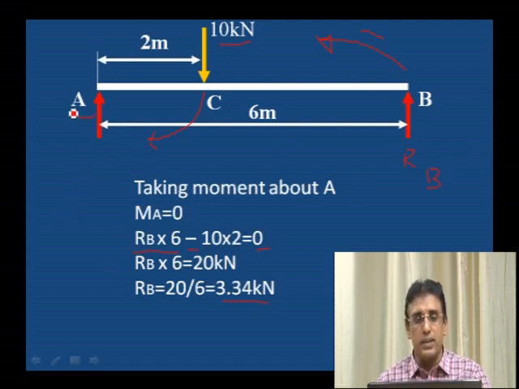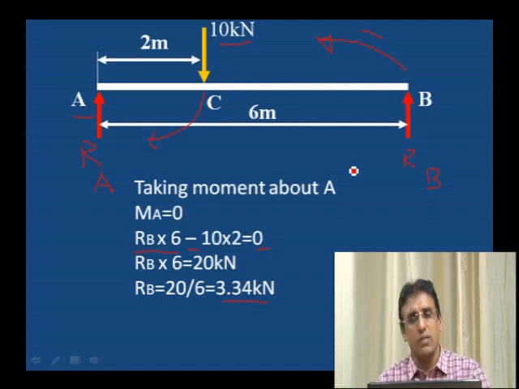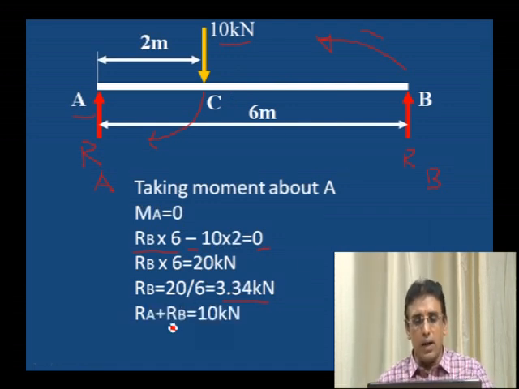To find the reaction at A, what do we have to do? We have to use another equilibrium condition, that is sigma vertical forces must be equal to 0. Here, what are the vertical forces acting? RA is one vertical force and RB is one more vertical force. RA plus RB, these two upward forces, must be equal to the 10 kilonewton downward force. That is the condition for equilibrium. RA plus RB must be equal to 10 kilonewton.